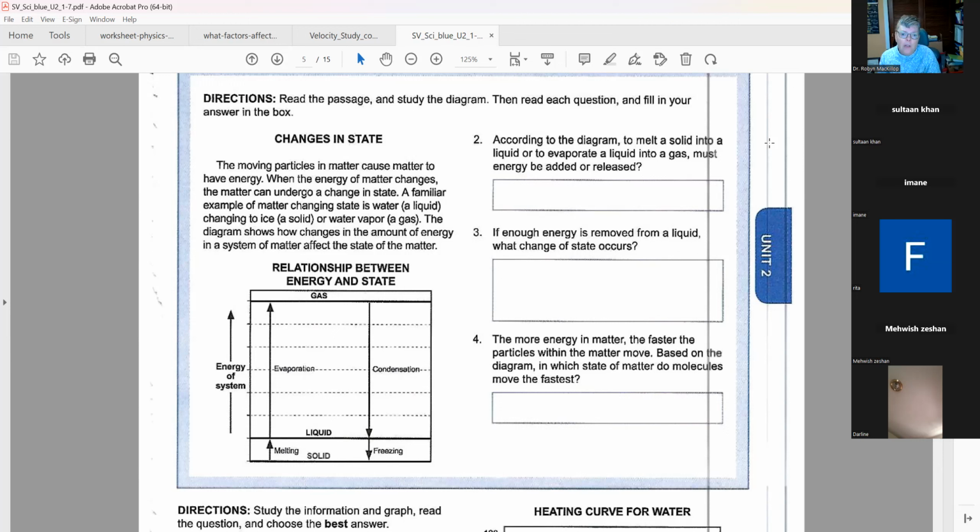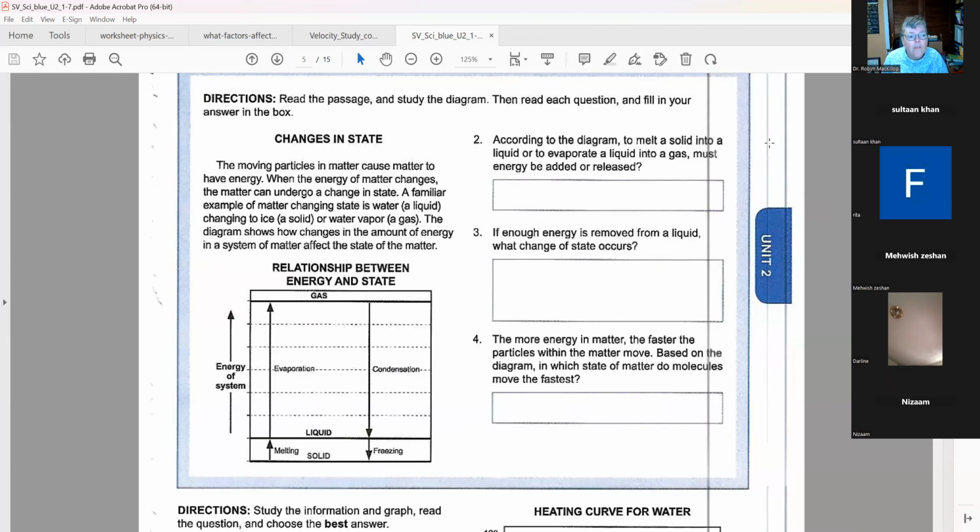All right. Actually, I take that back. You could have some fill-ins on the test. They won't be quite like this. It's usually a number. I don't think GED ever has you write a sentence as a fill-in. But if they wanted you to calculate something, they might have you put the number in. So this isn't really what you'll see on the test, but we'll look at it anyway because it's about changes in state. So number 2, according to the diagram, to melt a solid into a liquid or to evaporate a liquid into a gas, is energy added or released?